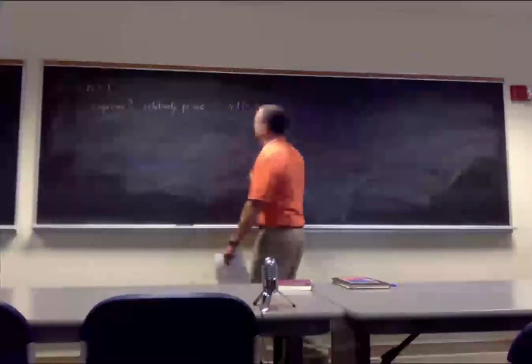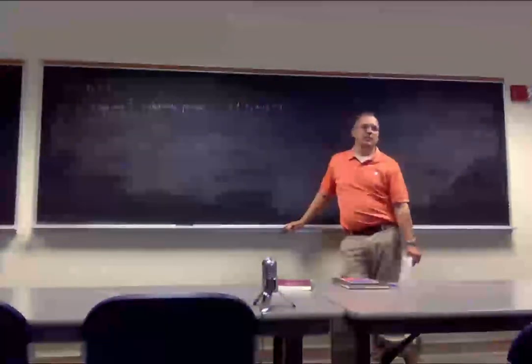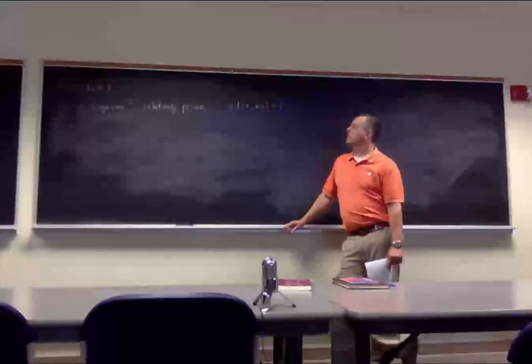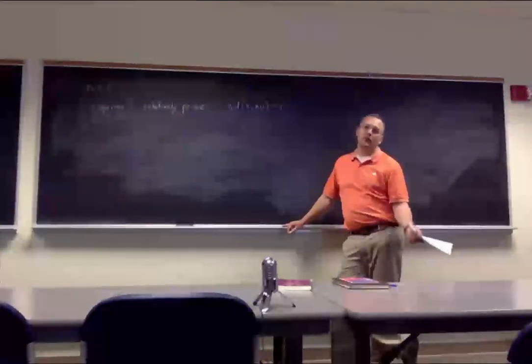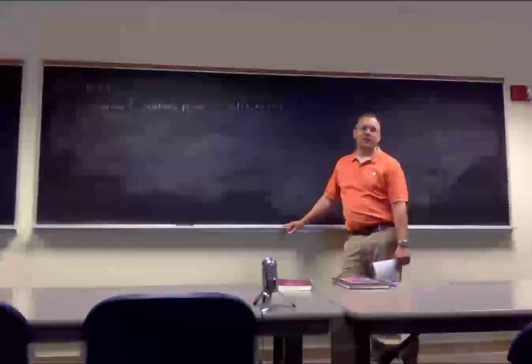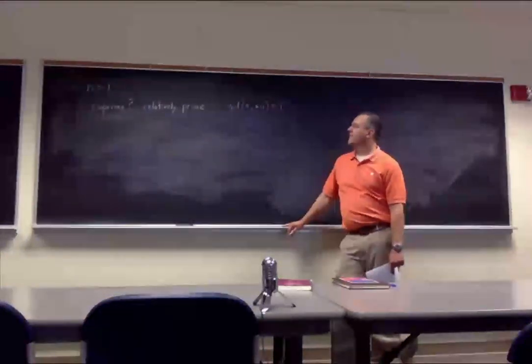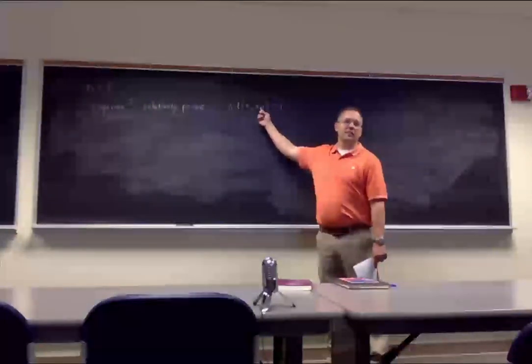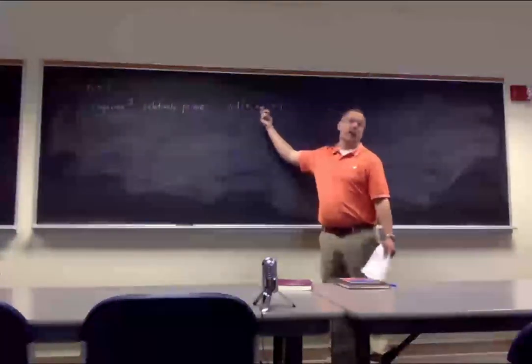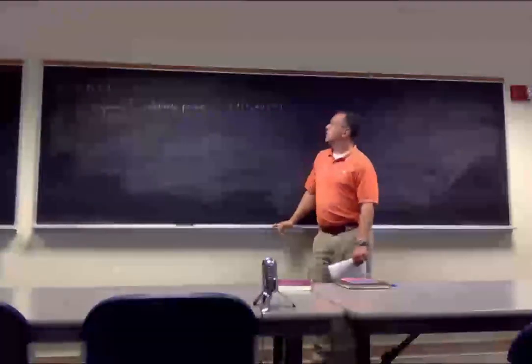Is everybody convinced? We'll just look at some examples, right? 1 and 2 are relatively prime, 2 and 3 are relatively prime. So it must be true, right? How did we show that? They're even and odd, so is that true?